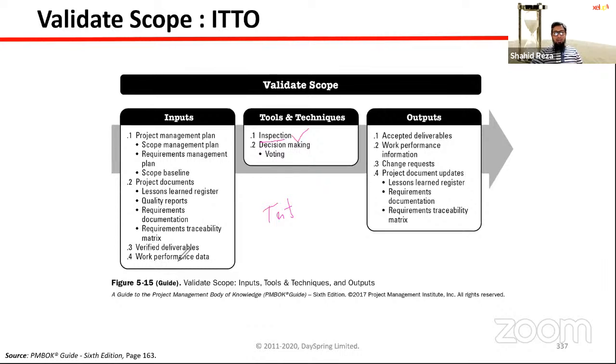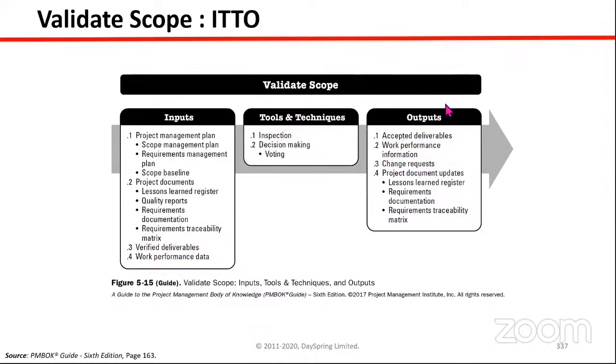That means these verified deliverables will be inspected by the customer. If the inspection is okay and the customer is satisfied, then they will accept the deliverables. So this is the main output, accepted deliverables. But if there is any error or defect, then that will be a change request. And as per PMBOK, if any change request comes, you have to go through a formal change management process and perform the integrated change control process. All right.